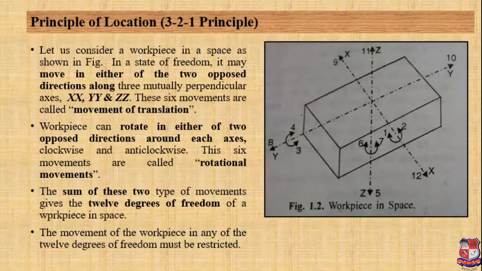Now as far as the principle of location is concerned, all this movement of the workpiece in any of the 12 degrees of freedom must be restricted. So now let us see in the next slide how these degrees of freedom should be restricted.